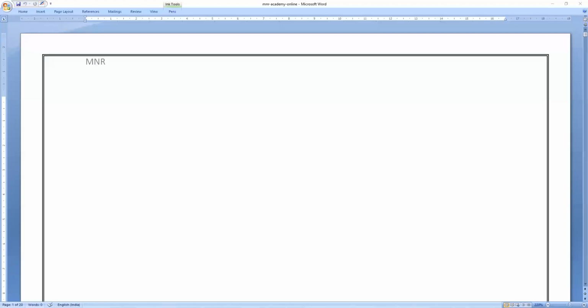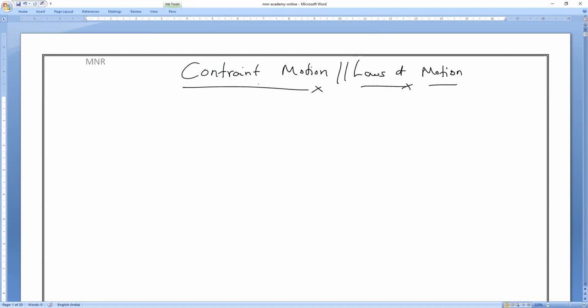Constraint motion. Under this one, we will study laws of motion only. Laws of motion. This is actually the last concept under this one, constraint motion. This is for IIT, JEE, and as well as mains and advanced, and as well as NEET.